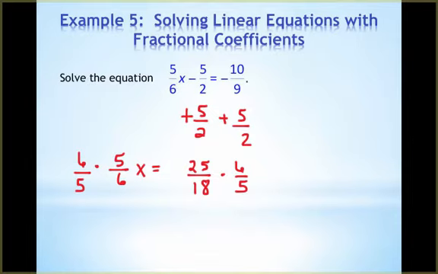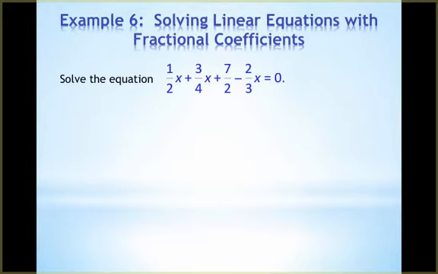So now if I multiply 6/5 times 5/6, I get 1x. And then on the other side, we can work this without a calculator by just doing some simplifying. I know that we have 25 and 5, which would simplify to 1 and 5, and 6 and 18 would simplify to 1 and 3 by taking out common factors. So I end up with 5/3, which again, you could also use a calculator to get that answer. And you can leave it in fraction form or in decimal form.